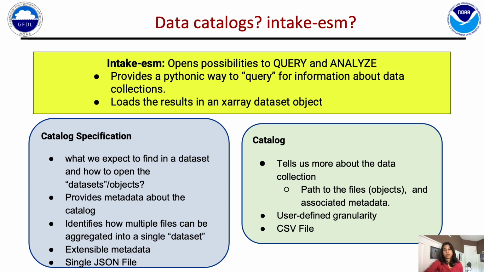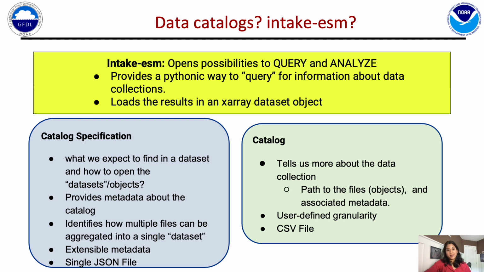One is the catalog specification and the second is the catalog itself. The catalog specification is usually a JSON file. Here you find information about what we expect to find in a data set. Is it going to be a NetCDF file? Is it going to be a Zarr object? It also tells us what metadata can be expected to describe this data set, for which the details can be found in the catalog file, which is the CSV file.